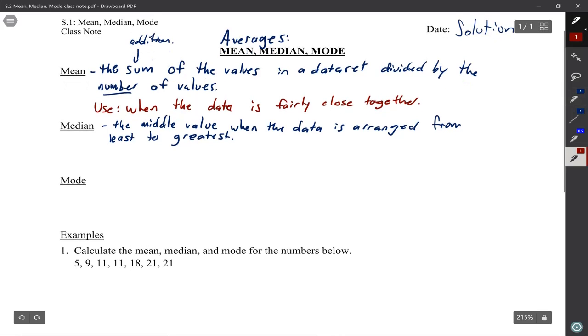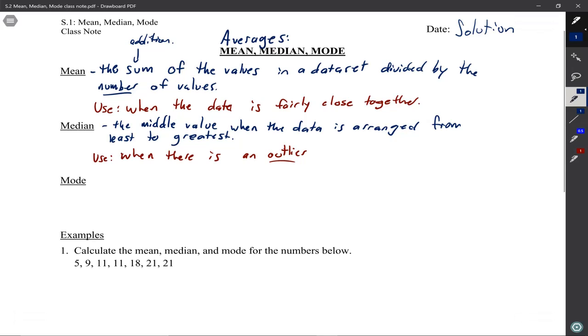You'll want to use your median. It gives us a lot of useful information when we have an outlier, one or more outliers in our data. An outlier is a data point, a piece of information that doesn't quite fit with all of the other data points.